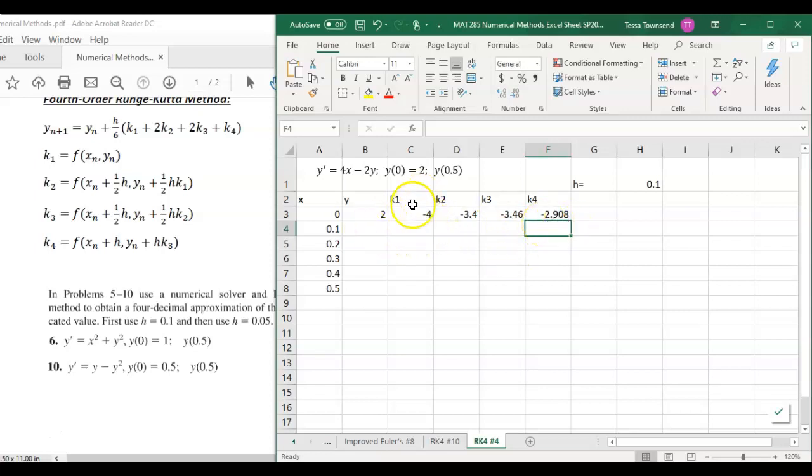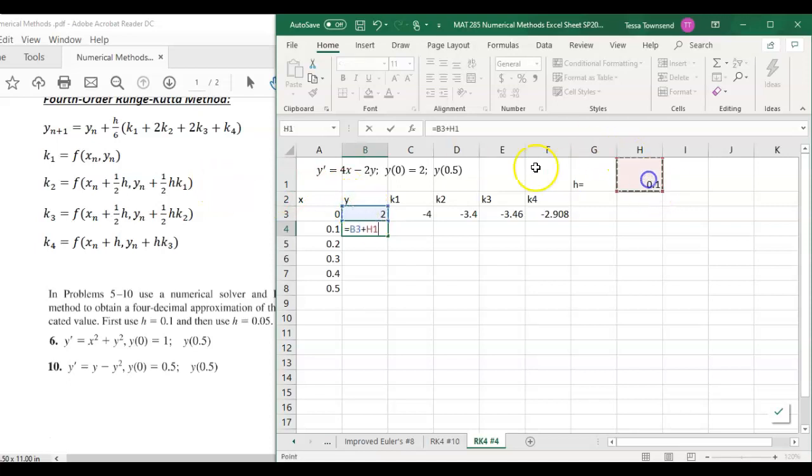So we have our formulas for K1, 2, 3, and 4. Now we need it for y. And y is that weighted mean. It's y sub n plus the weighted mean of the k's. So this is equal to that previous y plus the step size divided by 6 times K1 plus 2 times K2 plus 2 times K3 plus K4.